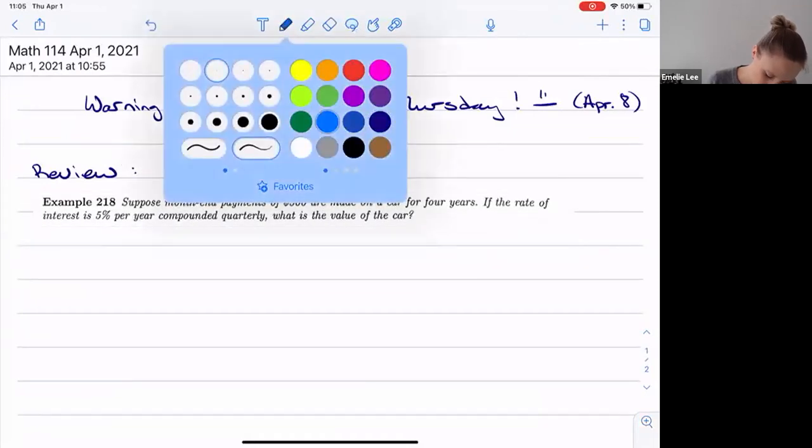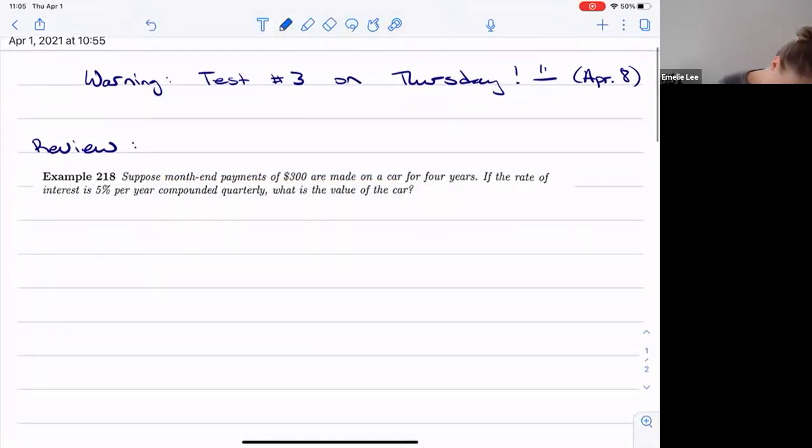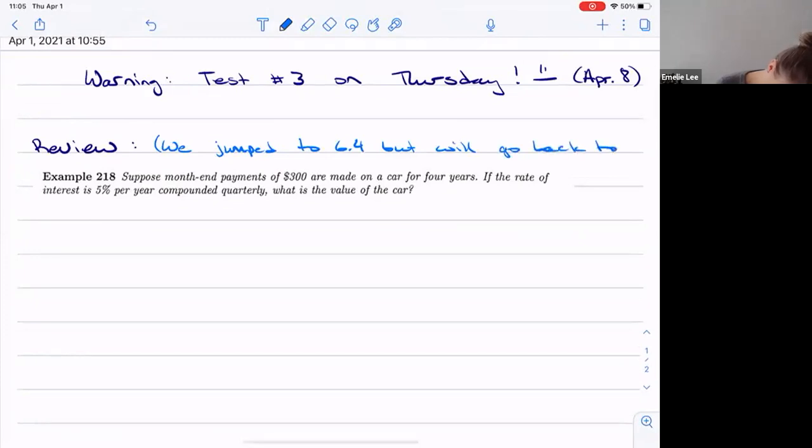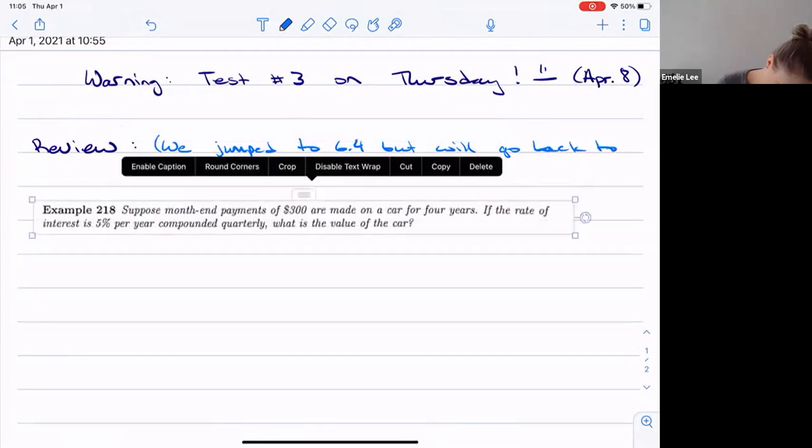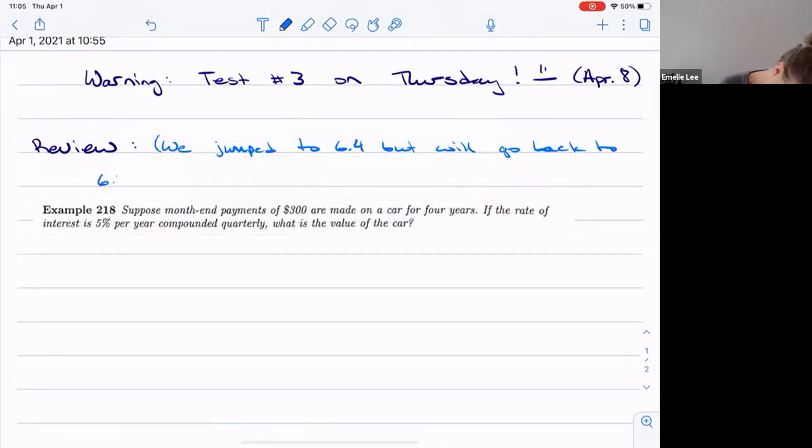So I'll just make a note here. We jumped to 6.4, but we'll go back to 6.3 today. When we do 6.3, you'll see why we were able to do that. It's because it's a standalone section.